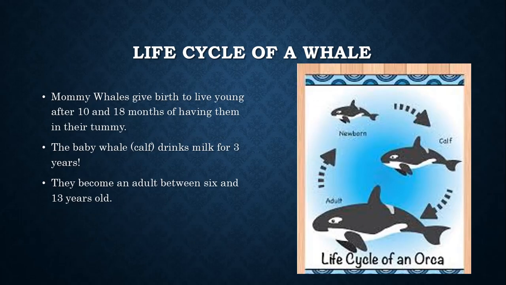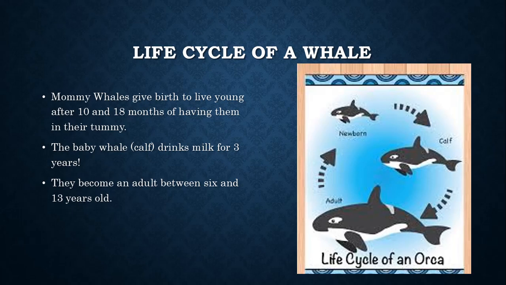Next, we're going to look at the life cycle of a whale. And again, it's fairly similar, just that it's in the water. So mommy whales give birth to live young after 10 to 18 months of having them in their tummy. The baby whale, which is also called a calf, drinks milk for 3 years. So that's what it lives off of for 3 years. It just drinks milk and hangs out with its mom for 3 years.